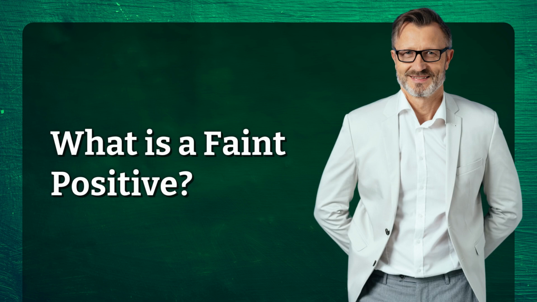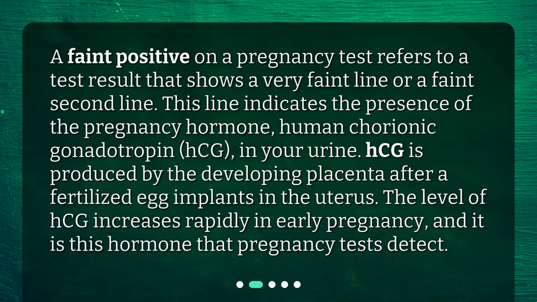What is a faint positive? A faint positive on a pregnancy test refers to a test result that shows a very faint line or a faint second line. This line indicates the presence of the pregnancy hormone, human chorionic gonadotropin, HCG, in your urine. HCG is produced by the developing placenta after a fertilized egg implants in the uterus. The level of HCG increases rapidly in early pregnancy, and it is this hormone that pregnancy tests detect.